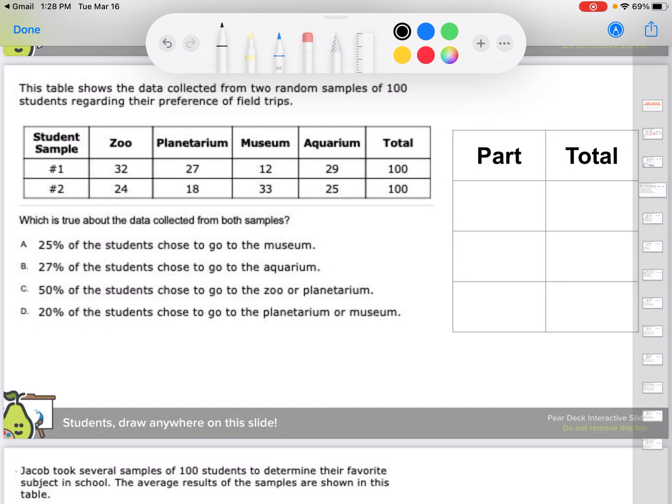All right, which is true about the data collected from both samples? So we have 100 students in sample 1 and 100 students in sample 2. And it shows the data that was collected from 2 random samples of 100 students regarding their preference on field trips. So what is the same? So it says 25% of the students chose to go to the museum.